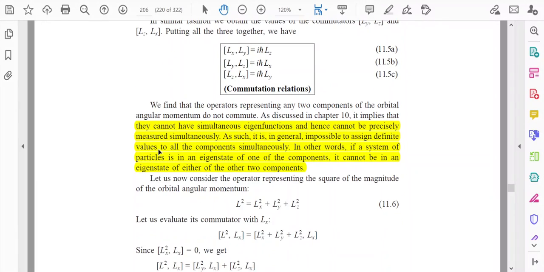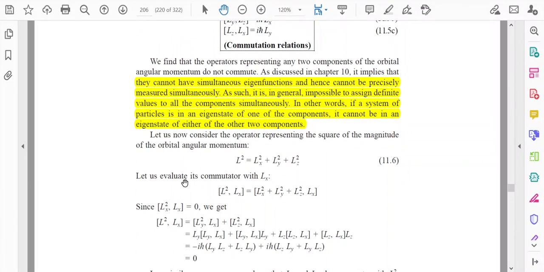Now let us consider the square of the magnitude of the orbital angular momentum. So this is L². What is L²? L² is equal to Lx² plus Ly² plus Lz². Now let us evaluate the commutation of Lx with L². So this is [L², Lx]. Here for L² we write [Lx² + Ly² + Lz², Lx].